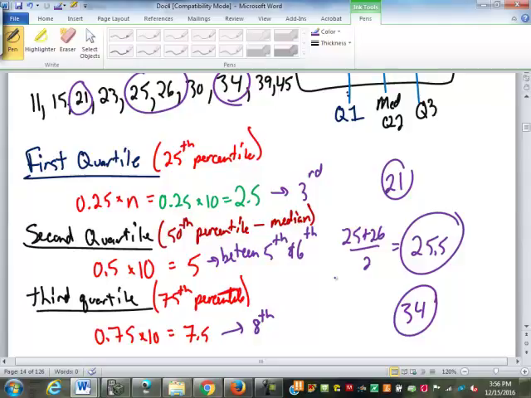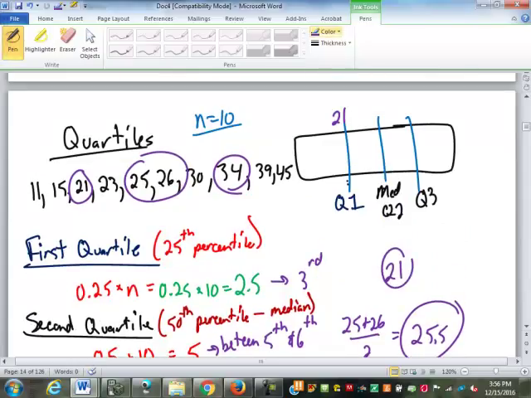Is the third quartile. And you can see this does divide the data up. Because we have, here's our first quartile, second quartile, and third quartile. It does divide the data into 4 equal pieces. There's 2 numbers in each quartile.